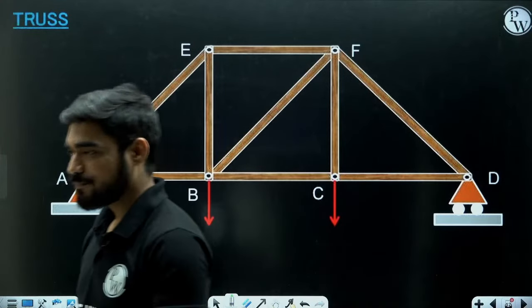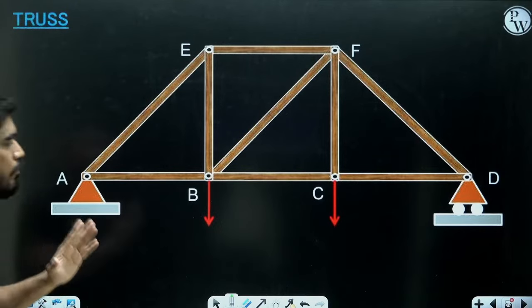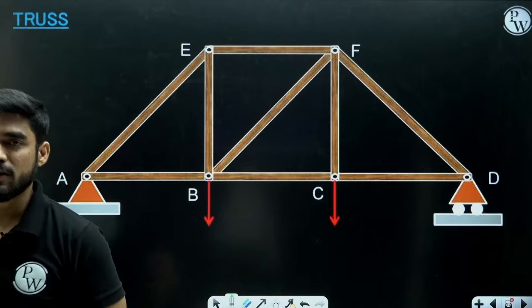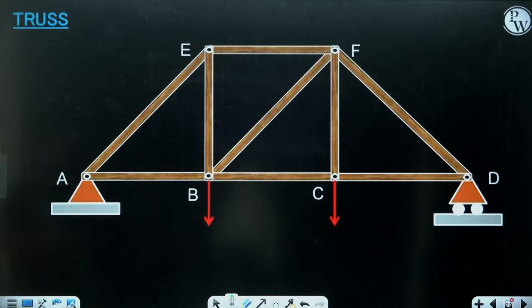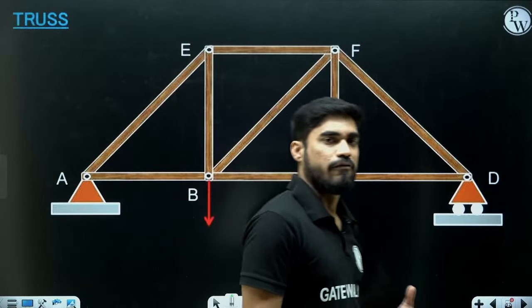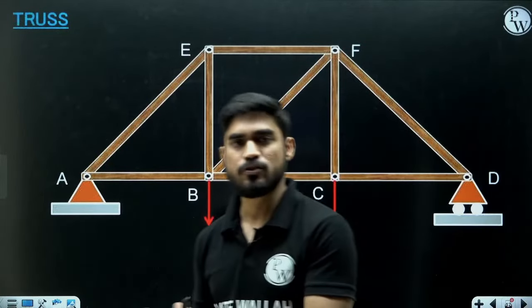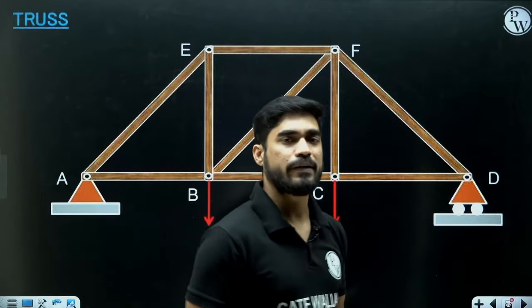So here your only job is to find out whether the force is tensile or compressive. But we need to find the magnitude of force as well as the nature of the force. That is our objective. Now, in order to find the force, we have two methods. One is known as method of joints and the other is known as method of sections. You can solve any problem using either method. We will understand both the methods.